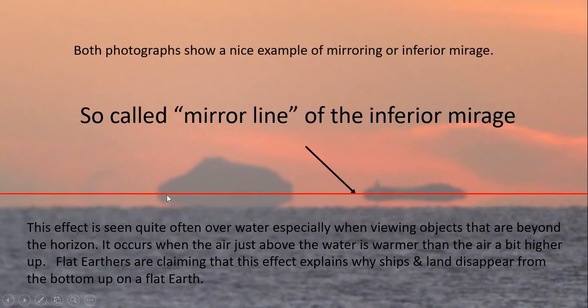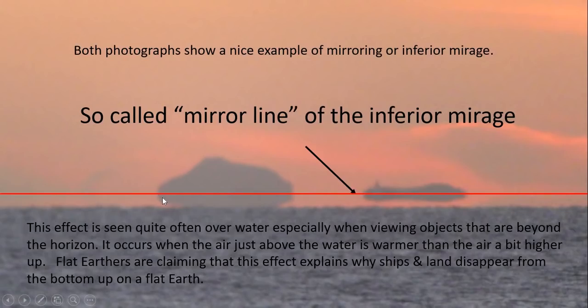Now, this effect is seen quite often, especially over water, and especially when viewing objects that are a long way away or beyond the horizon. It occurs when the air just above the water is warmer than the air that's a bit higher up. Some people talk about layers of warm and cool air. What's really going on is more likely a gradient of warmer air near the surface and cooler air the further up you go.